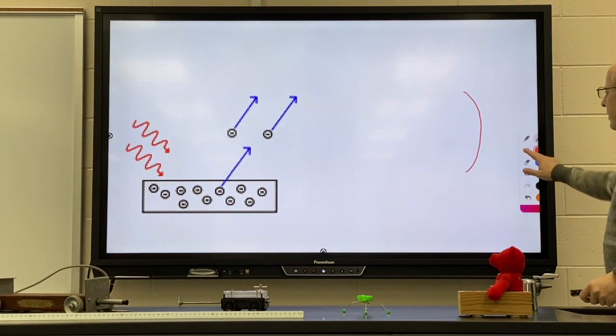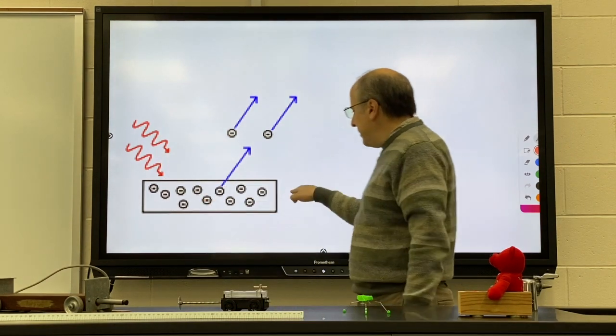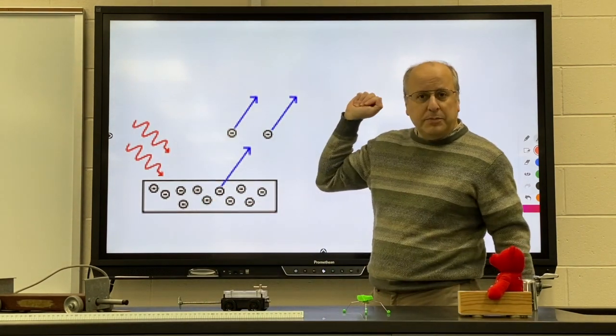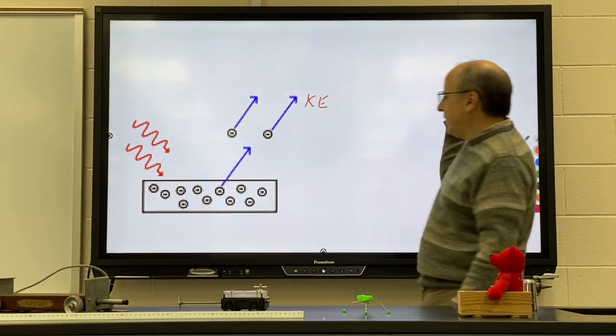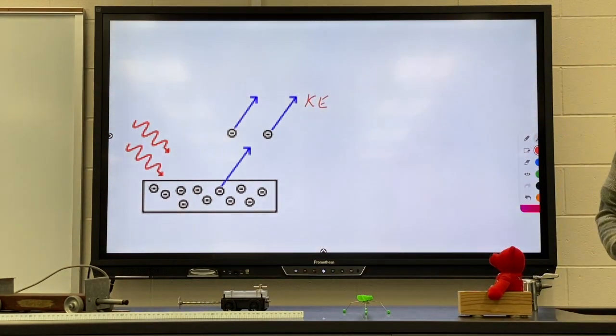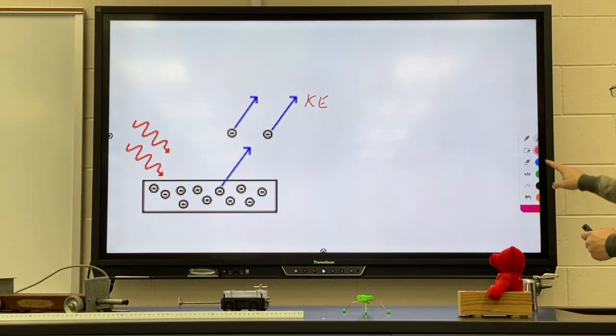We can draw it out looking like this. So we have light hitting the metal and electrons popping off with a certain amount of energy. We're going to be using the power supply in a little bit to figure out that energy of the electrons.